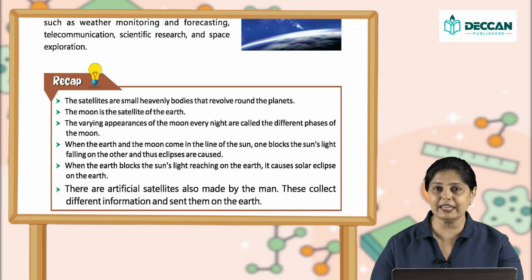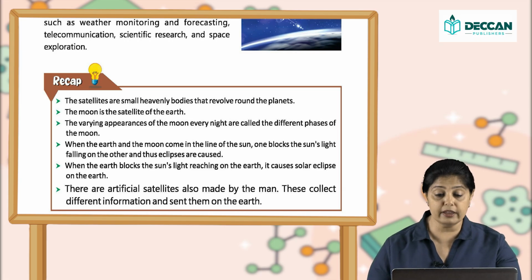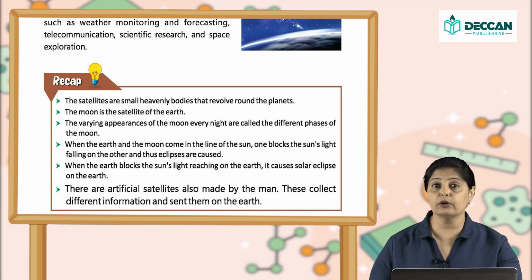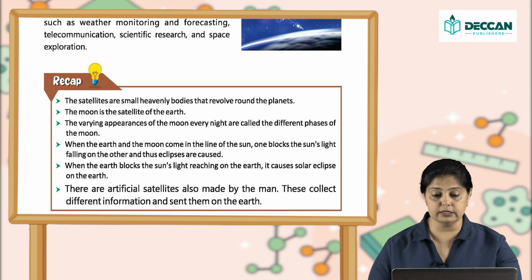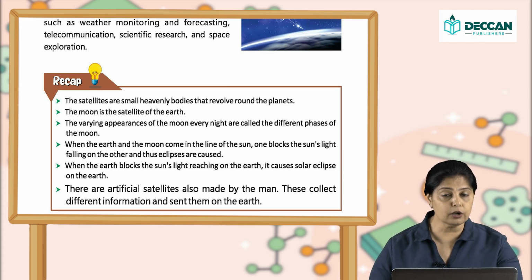All right. So, I hope children now you know a little more about outer space. So let's do a quick recap. Satellites are small heavenly bodies that revolve around the planets. The moon is the satellite of the earth. Varying appearances of the moon every night are called the different phases of the moon. When the earth and the moon come in the line of the sun, one blocks the sunlight falling on the other, and thus eclipses are caused. When the moon blocks the sun's light reaching the earth, it causes a solar eclipse.